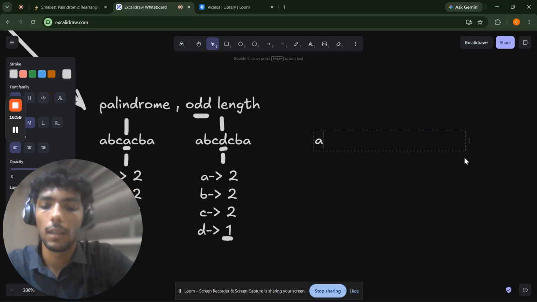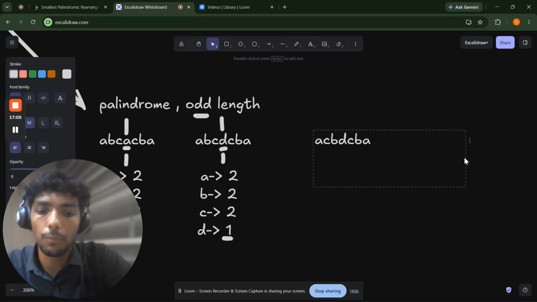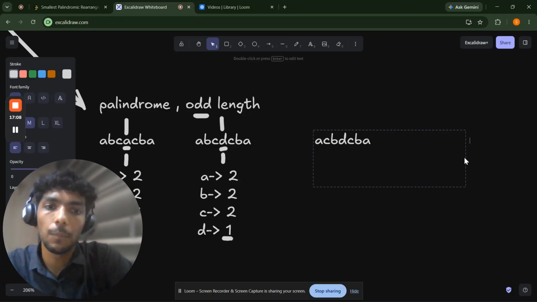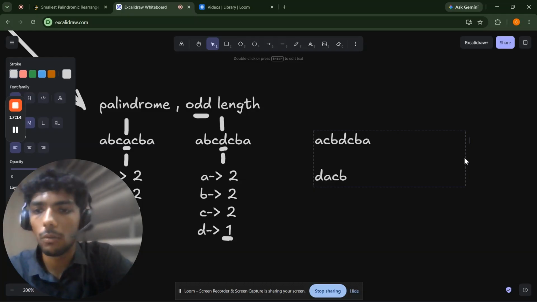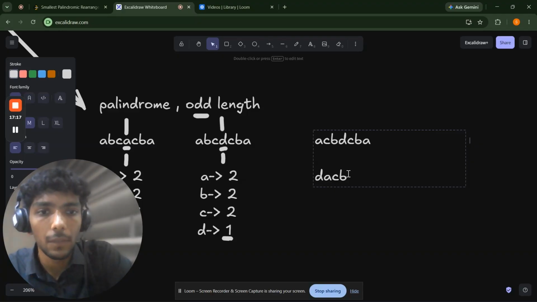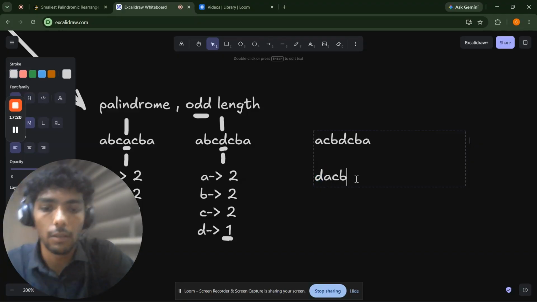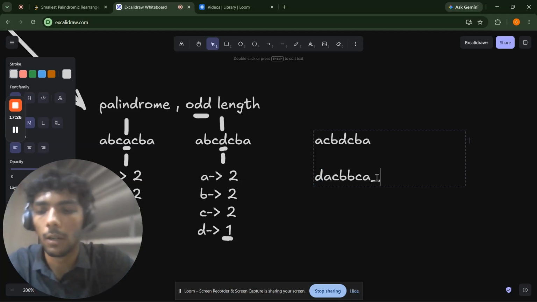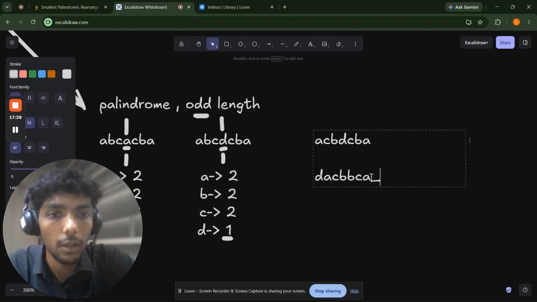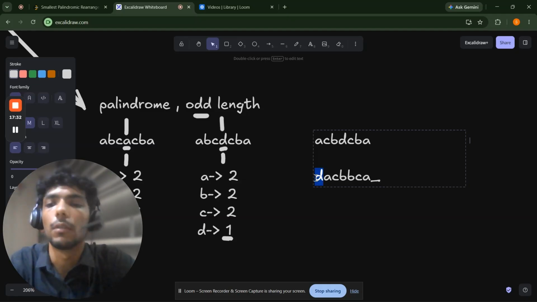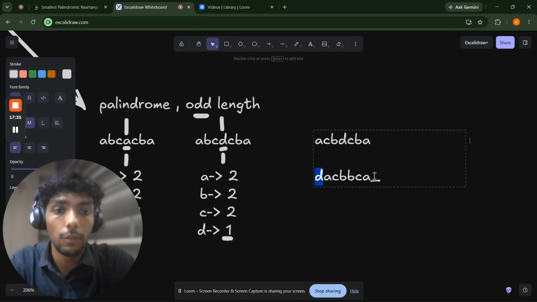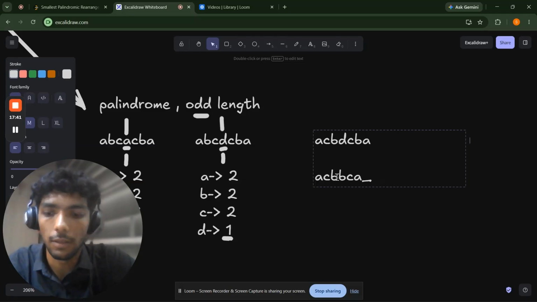Let's try a b c d c b. Now we try to put d somewhere else. If we keep d at the start, a b c a c b, now we will not be able to form a palindrome because we had only one d. To complete the palindromic subsequence, we need one more d over here, but that d is consumed over here, so it cannot be formed. This permutation is incorrect.